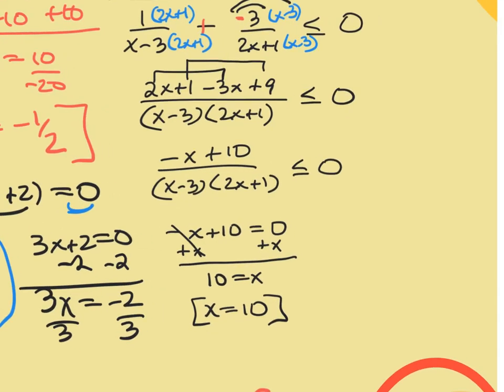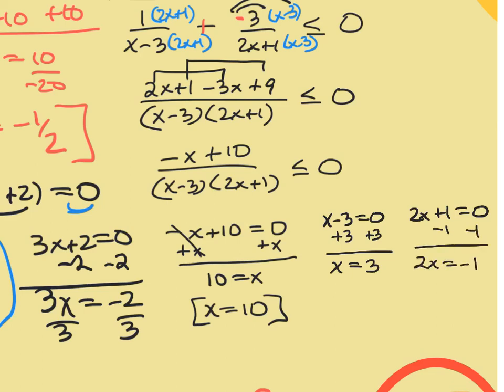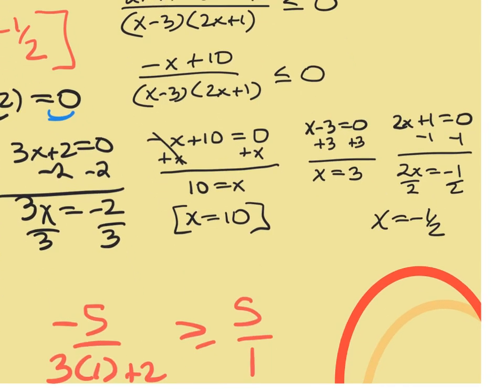Then the denominator, you take each of the factors, because we didn't FOIL here, because if we FOILed, we'd have to go back and break it down again. Set each equal to 0. Divide by 2, and x equals negative 1/2. So I actually have 3 numbers again to put onto my number line. So my number line is here, least to greatest. So the negative 1/2 first, then the positive 3, then the positive 10.